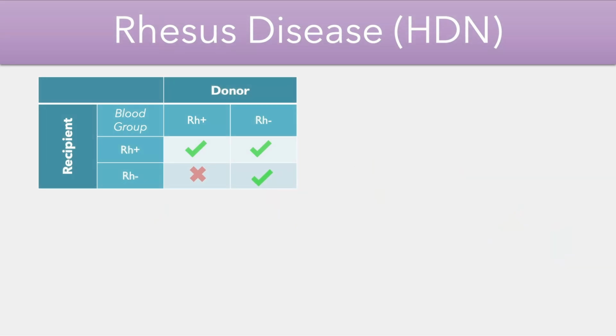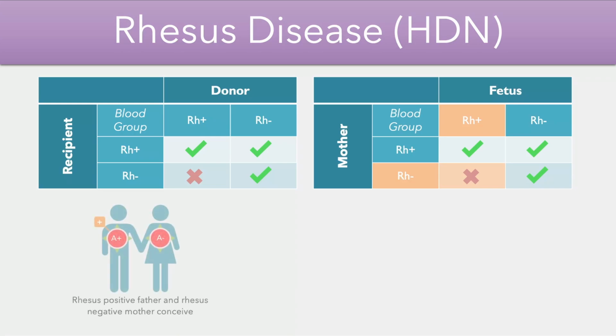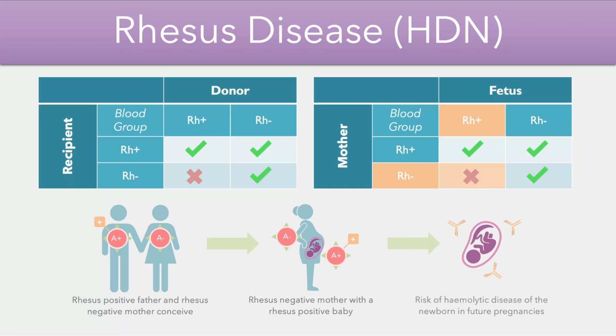Okay, so it seems like we can be careful when we transfuse blood between different Rhesus groups, but one situation where we might have less control is during pregnancy, and if the fetus is a different blood group compared to the mother. In particular, if the fetus is Rhesus positive and the mother is Rhesus negative, there can be a risk of something called haemolytic disease of the newborn. This situation can arise if we have a Rhesus positive father and a Rhesus negative mother who conceive to produce a Rhesus positive child. While there might be no risk to the fetus in the first pregnancy, there's a risk of this condition developing in subsequent pregnancies.